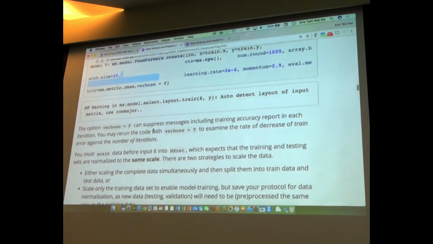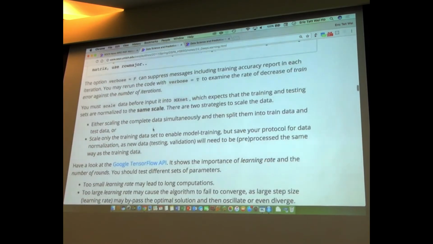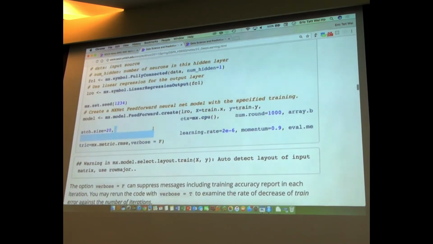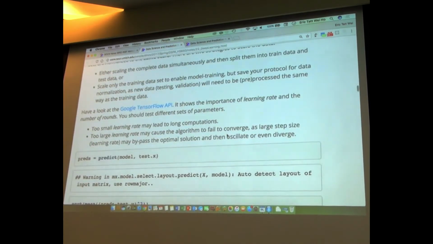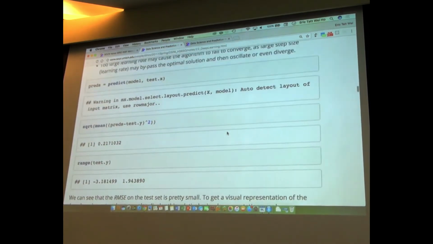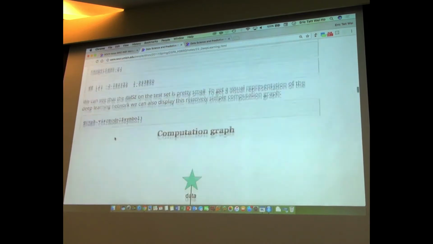Right up here is where we fit in the feed-forward neural net model, and you can specify either GPU or CPU computing, number of rounds. There are a lot of specifications that have a very strong effect on the results. You're not going to believe it. So you have to try it with different parameters to see how it works. Then you call the predict function, just like we did before, and report root mean squares, etc.